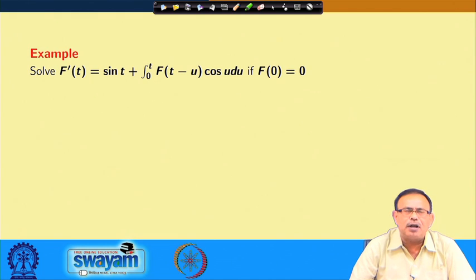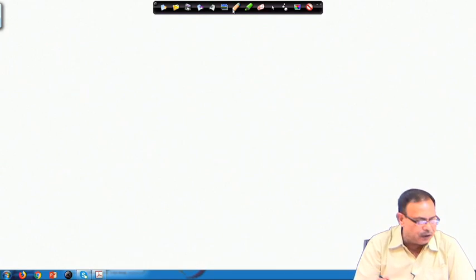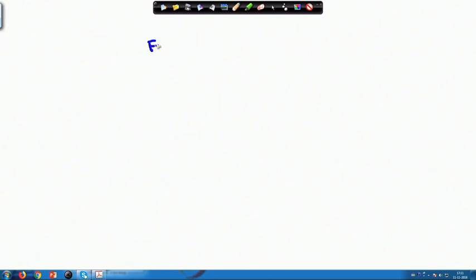Let us see another example which involves the differential type. Basically, f dash is there, f is also there, both f and its derivative are there, and we have to find the function f(t). So we want to solve f dash t equals sin t plus the integral from 0 to t of f of t minus u into cos u du, provided f(0) equals 0. The condition is given here.